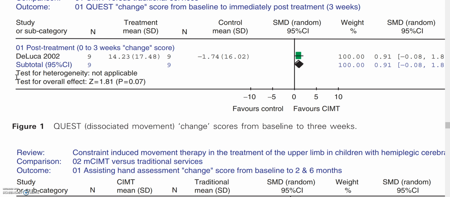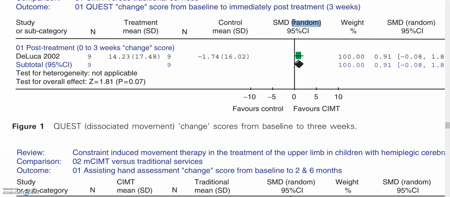I lost my train of thought. I'm sorry. So that's why we have the forest plot. So now again, we have the study, the number of people treated in the treatment group, which is the CIMT, and the number treated in the control group. The statistic used to analyze it was the standard mean difference, and they used a 95% confidence interval.